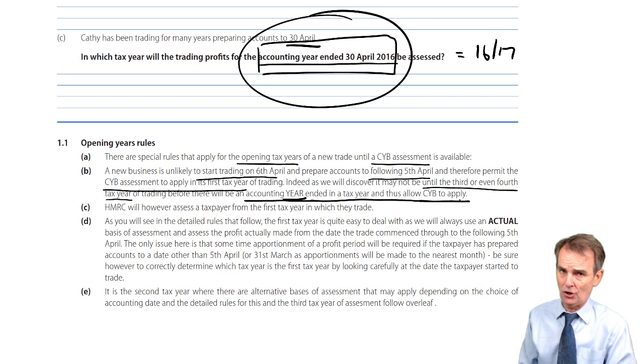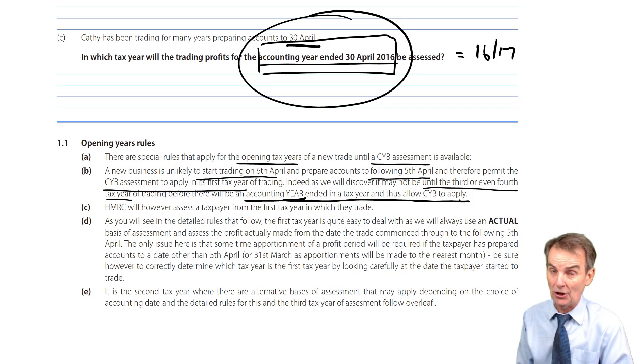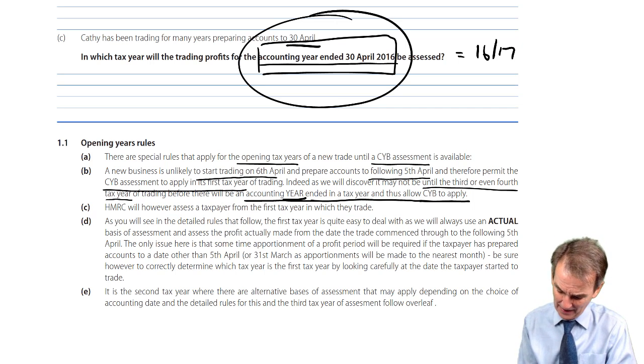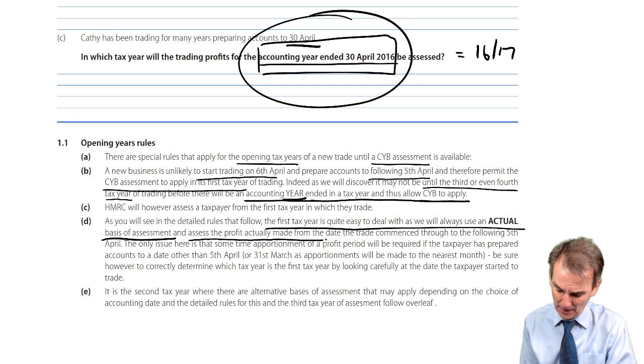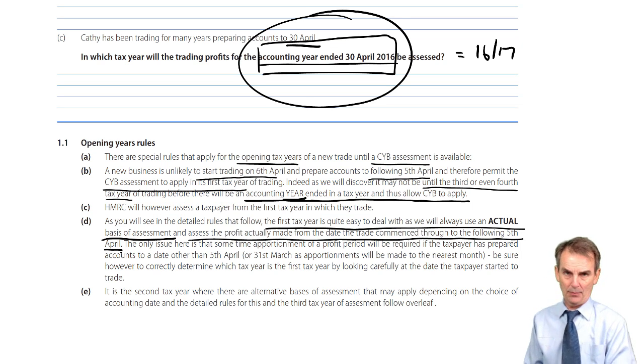Well, in the first tax year, there is no choice. It's a set rule, and on that basis it's pretty easy, if you learn the basic rule, that is. In the first tax year, we will use an actual basis of assessment. What does it mean? We will assess the profit that is actually made from the date the trade commenced through to the following 5th of April.